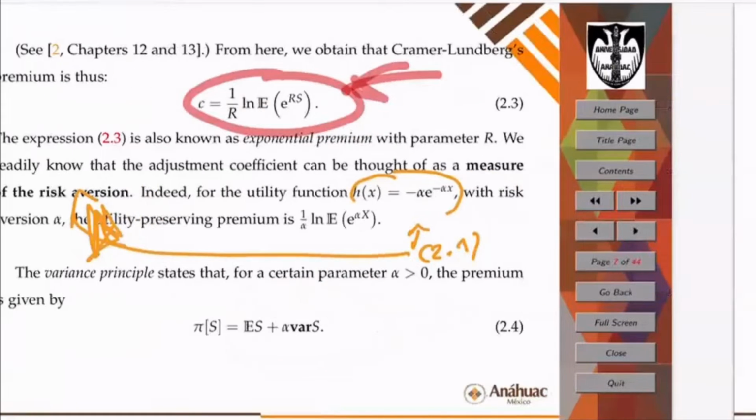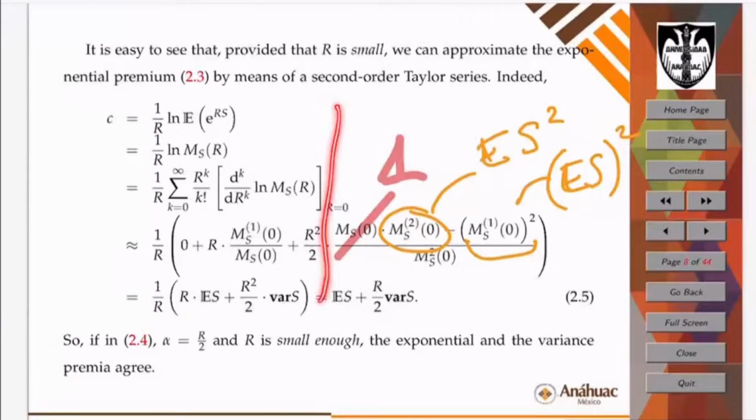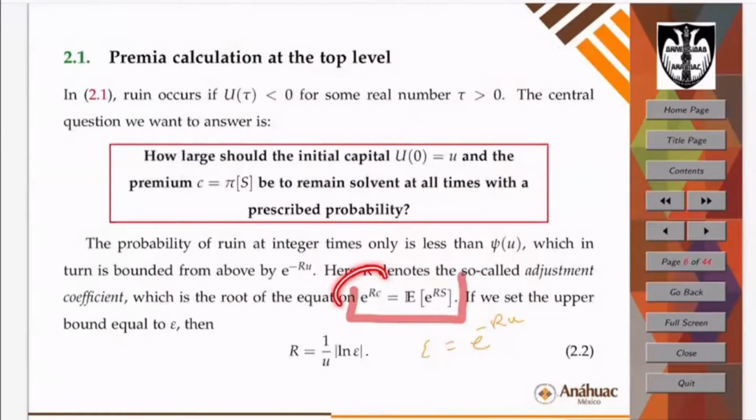Now, the point of all this really long chain of algebraic reductions is to show you that if R is small enough, remember please that R is supposed to be a positive number. Actually, it is the smallest positive root of a certain equation. The equation is one here. So that is where the exponential premium comes from, that expression there.